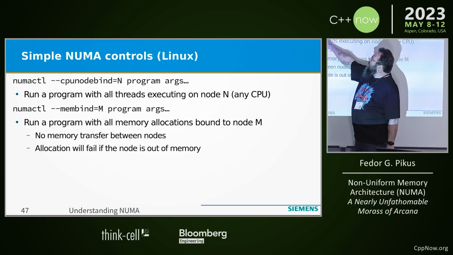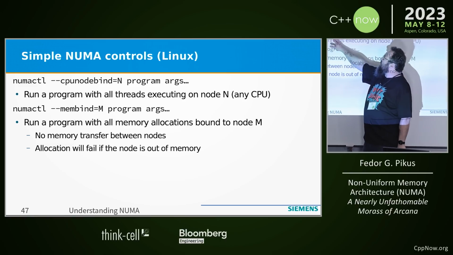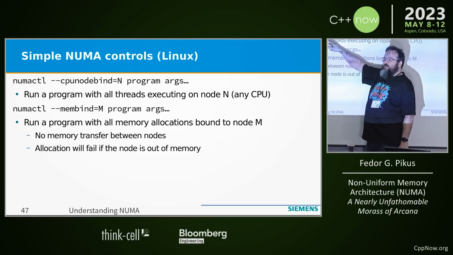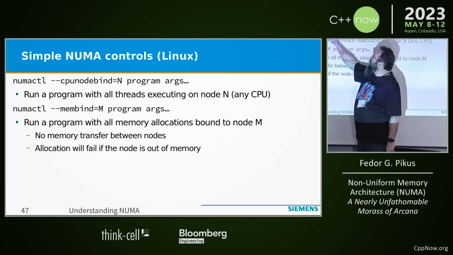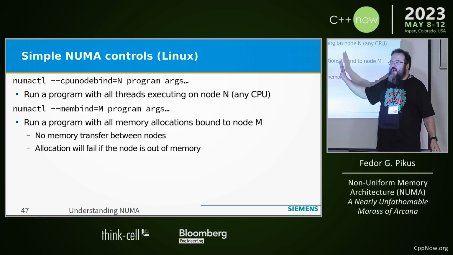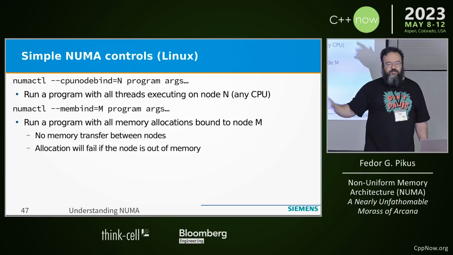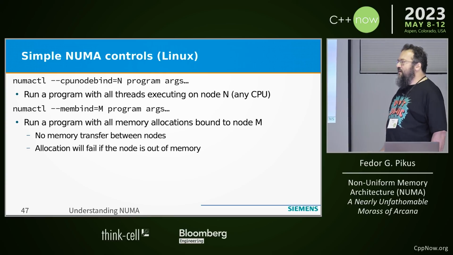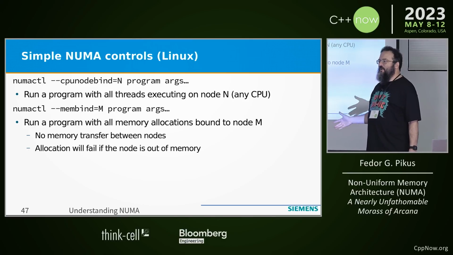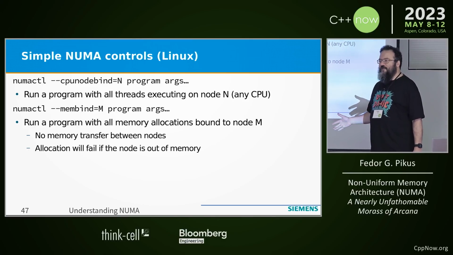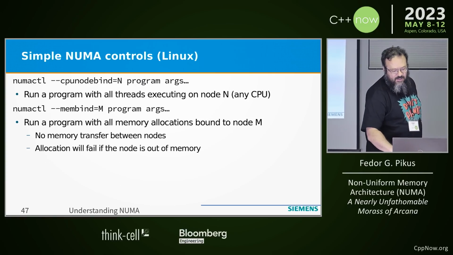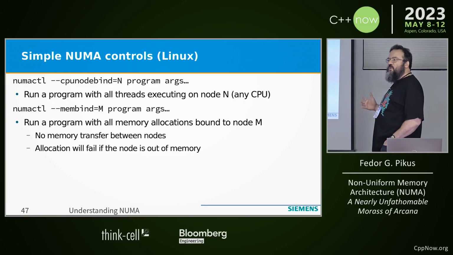You can run your program bound to a particular NUMA node for the execution. That's exactly what I did. I just said CPU bind 0 and run my program. That's all. And now I see that the performance of this program bound to node 0 is higher than unbound. So this tells me that I have a NUMA-related problem.